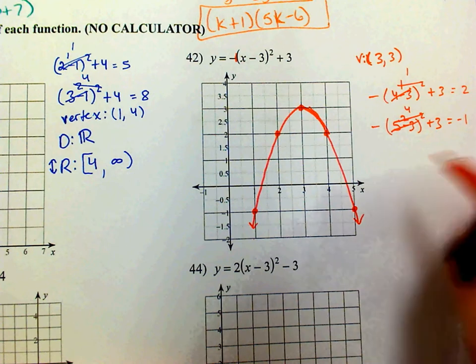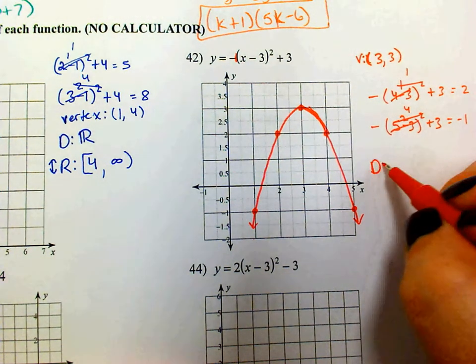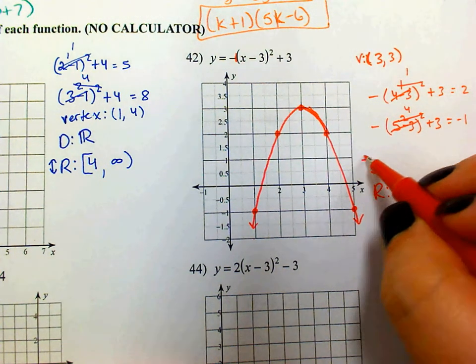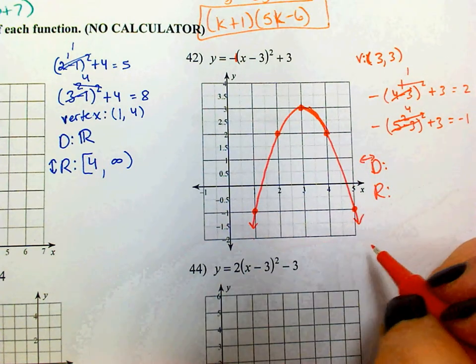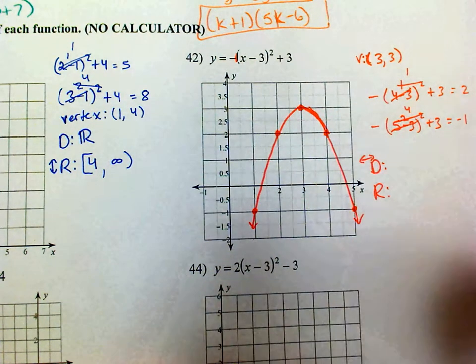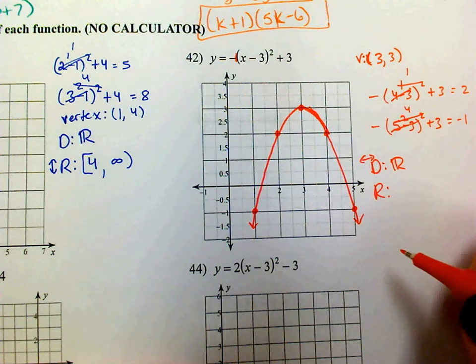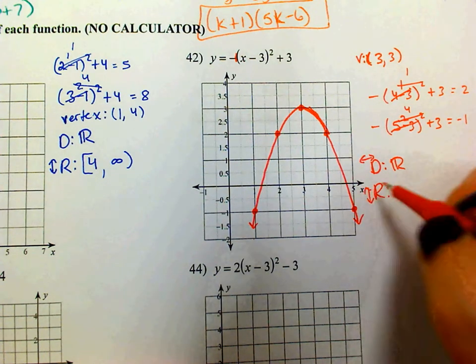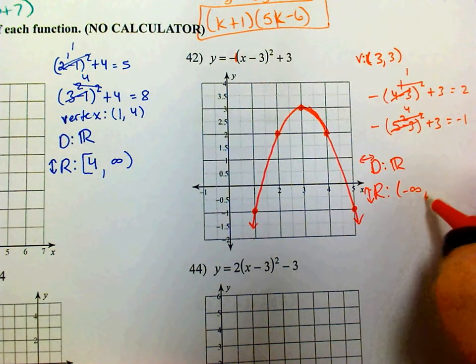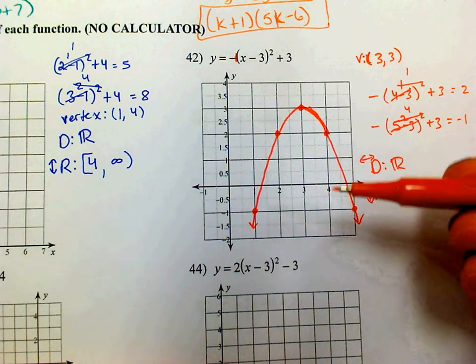Domain is left and right. So does it go all the way left and all the way to the right? Yes, it's just going to keep on going. So all real numbers. Range, you got to go low to high. The lowest it goes is down here to negative infinity. And the highest it goes on the y-axis is 3. And we reach it, so we put a bracket.